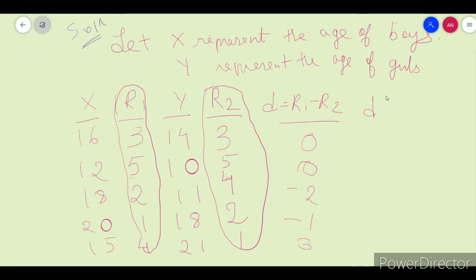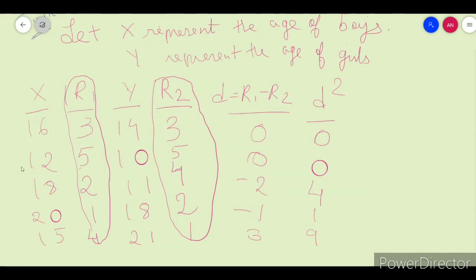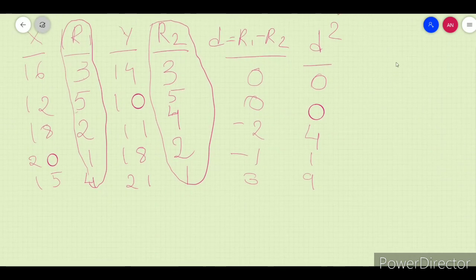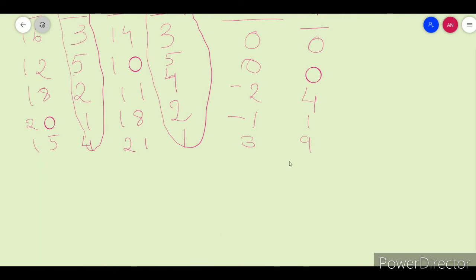Then we square these differences. Square of 0, 0, square of -2 is 4, square of -1 is 1, square of 3 is 9. And next what we do is we find the sum of these squares, and the answer is 14. So we simply substitute the value in the formula.